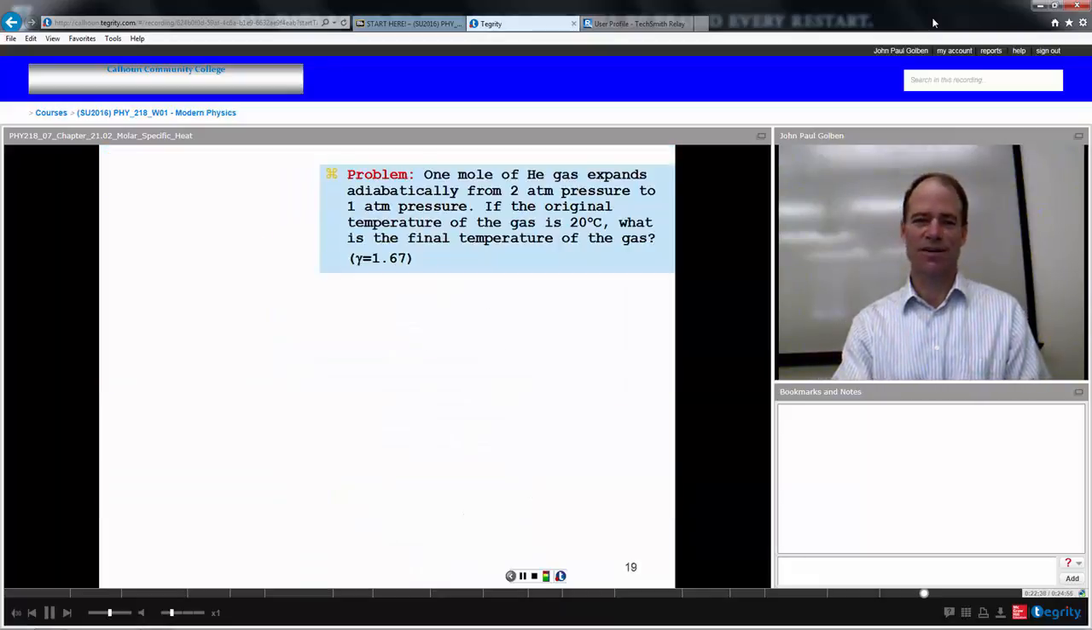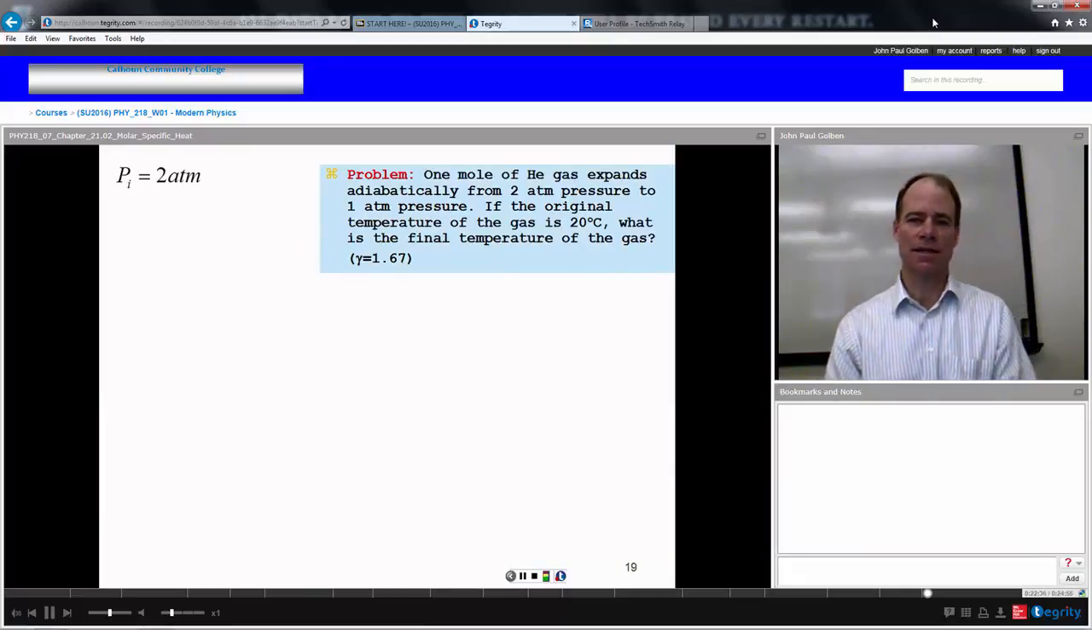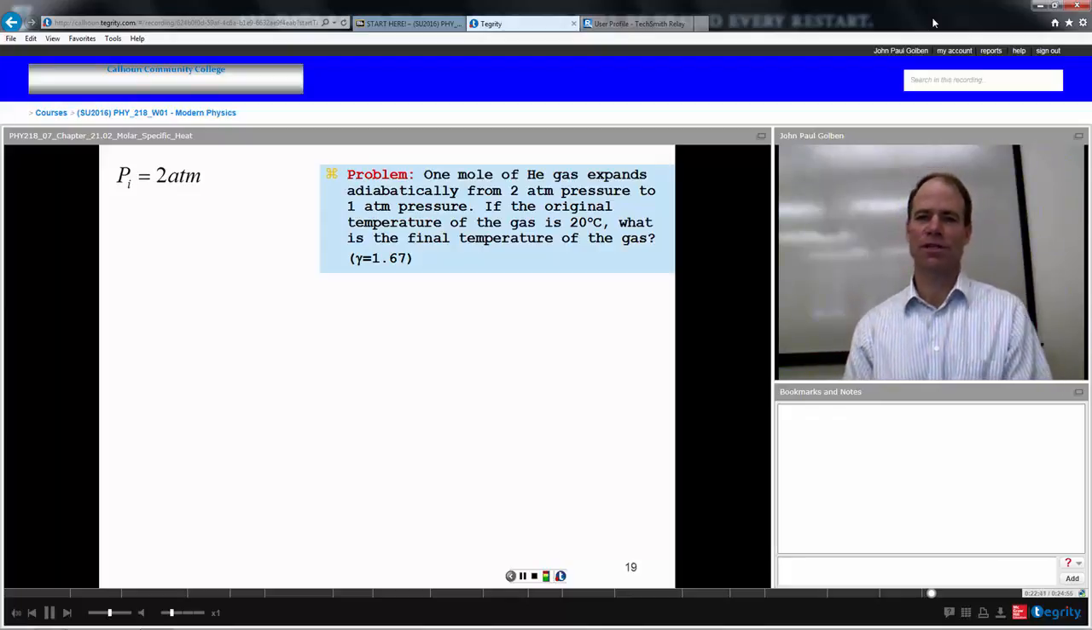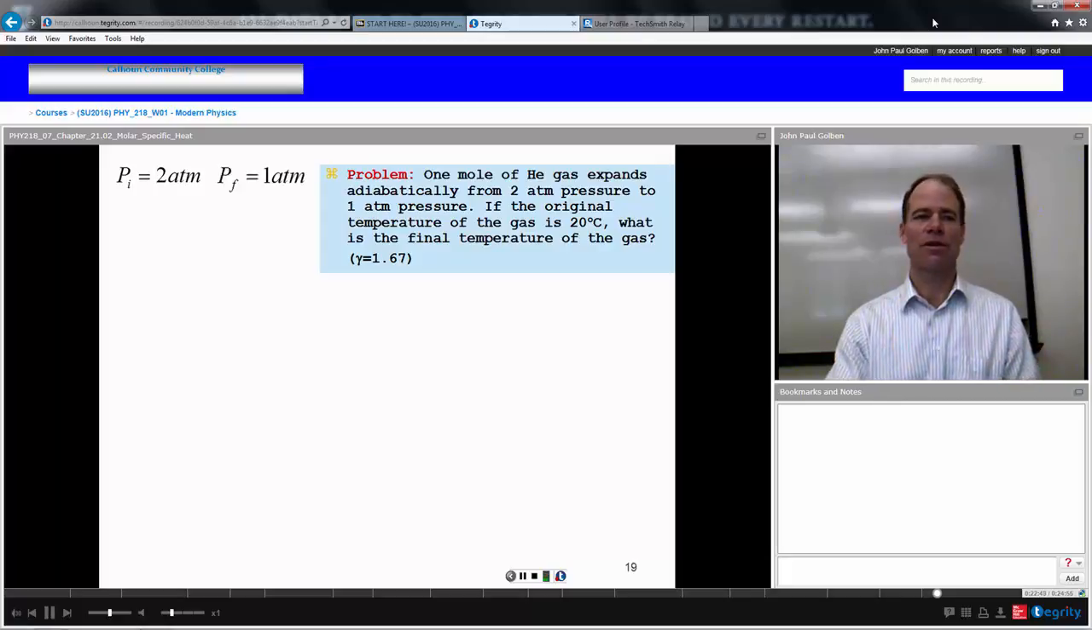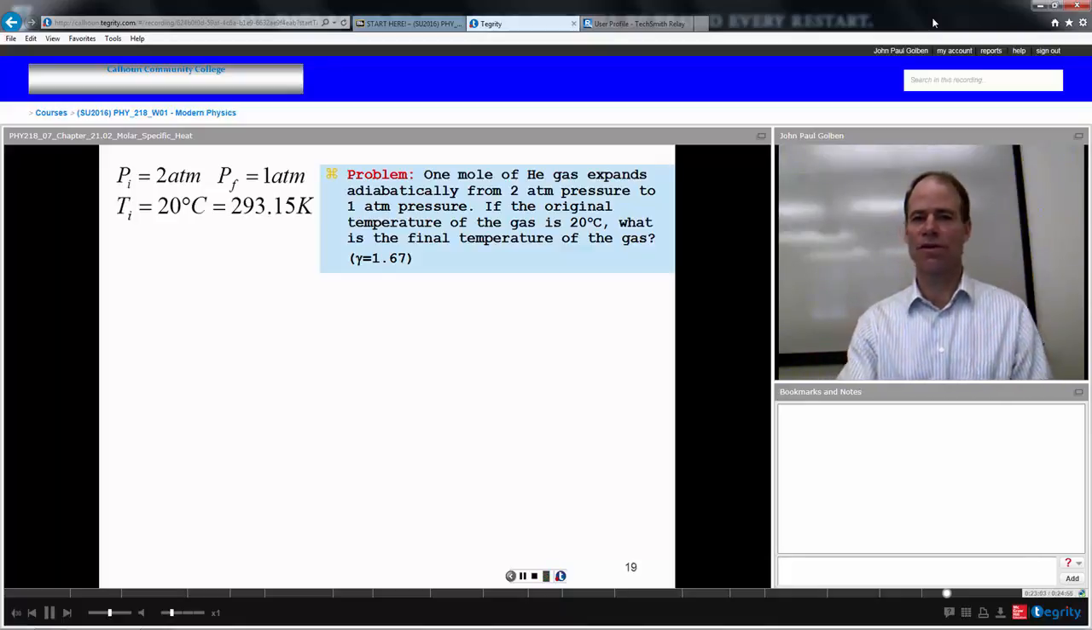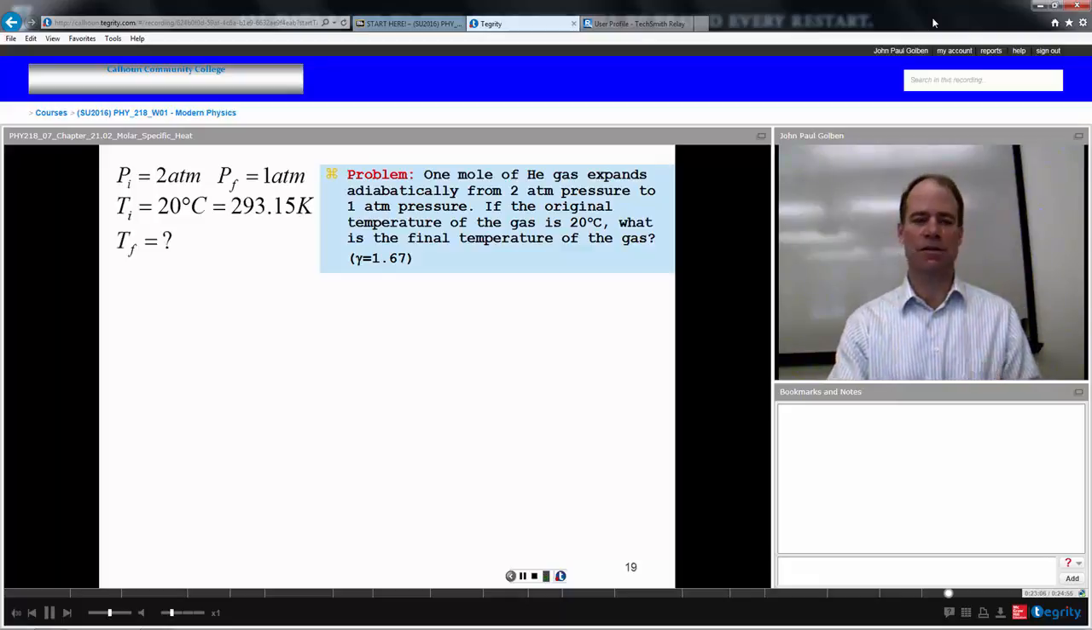Let's try this out in a problem. 1 mole of helium gas expands adiabatically from 2 atmospheres pressure to 1 atmosphere pressure. If the original temperature of the gas is 20 degrees Celsius, what is the final temperature of the gas? All right, so we know our initial pressure and we know our final pressure. We know our original temperature is 20 degrees Celsius. We need to convert that immediately to Kelvin. So we have an initial temperature of 20 degrees Celsius, which is 293.15 Kelvin, and we want to find the final temperature.